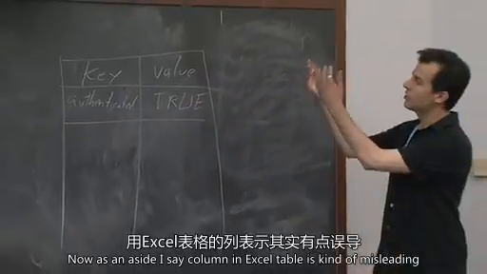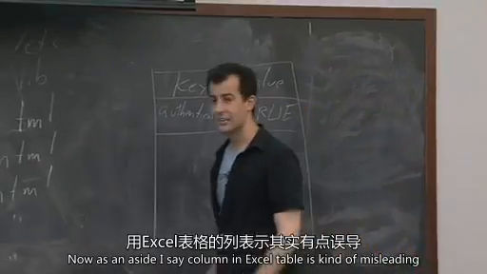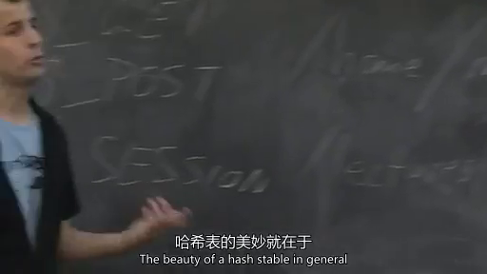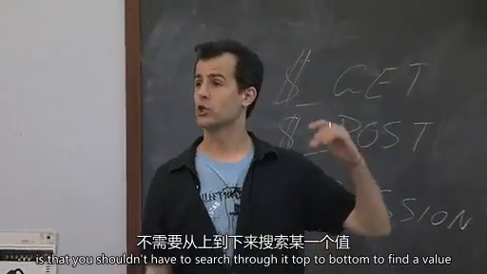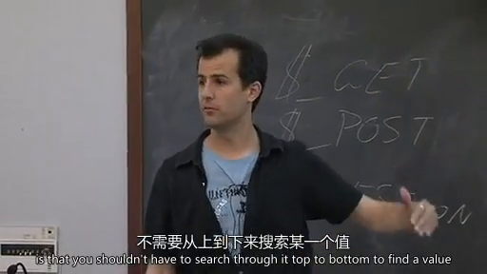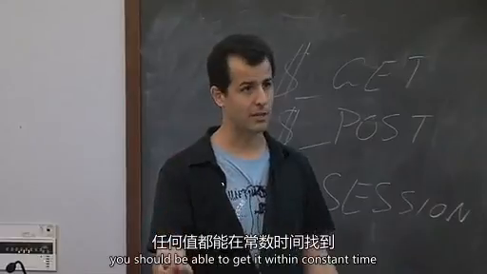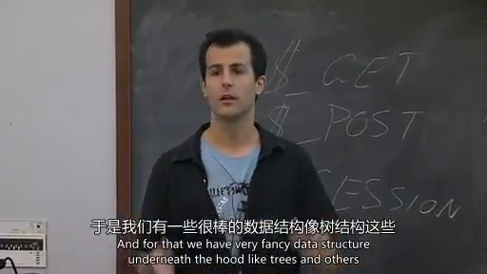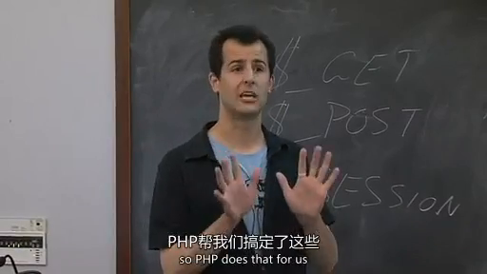Now, as an aside, calling it an Excel table is kind of misleading because it's probably not laid out top to bottom, left to right like this. The beauty of a hash table in general is that you shouldn't have to search through it top to bottom to find a value. You should be able to get to it in constant time. And for that, we have very fancy data structures underneath the hood like trees and other such things. So PHP does that for us.